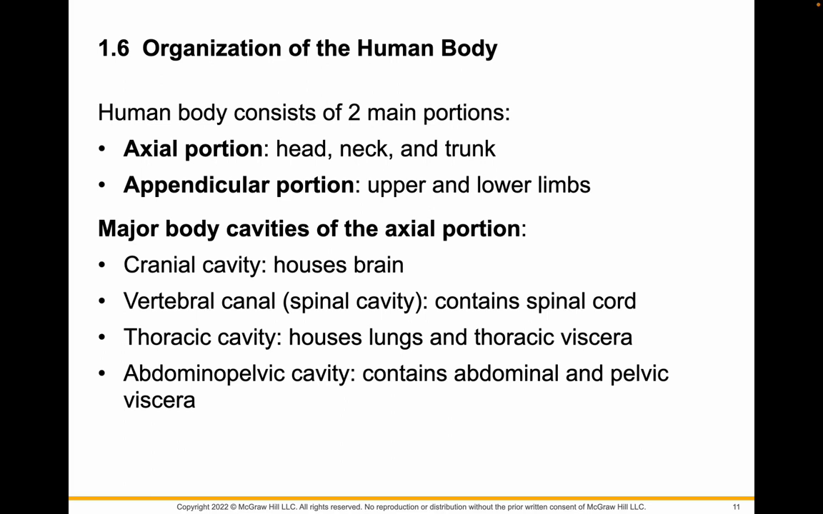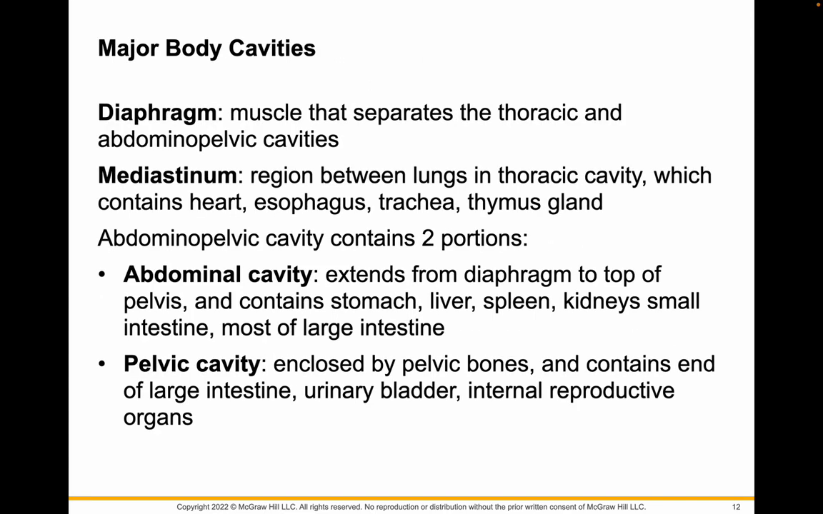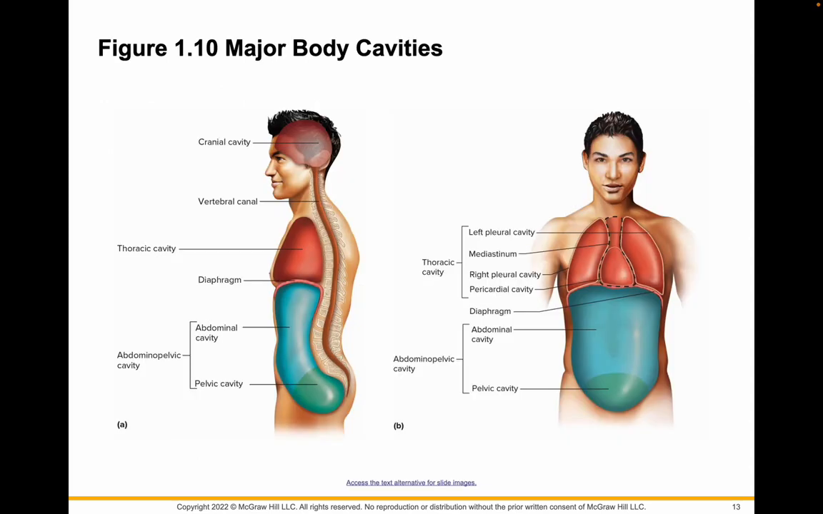So the body is made of 2 main portions, the axial and the appendicular portions, and we looked at the major body cavities. You'll need to know those for sure. So the cranial cavity, vertebral cavity, or spinal cavity, thoracic cavity, and abdominopelvic cavity. And then parts that help divide that: the diaphragm is that thin muscle that's between the thoracic and abdominal cavities. The mediastinum is between the lungs where the heart is. And then the abdominopelvic cavity can be separated into abdominal and pelvic cavities. And then we looked at this picture, and you should expect to know that for the test.